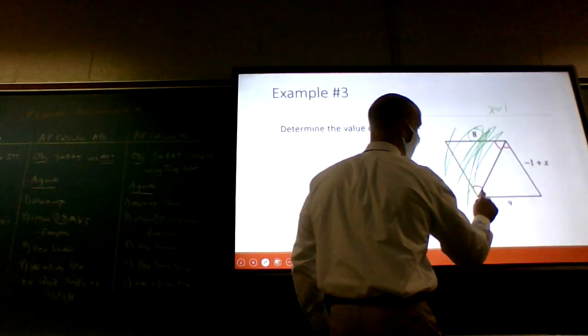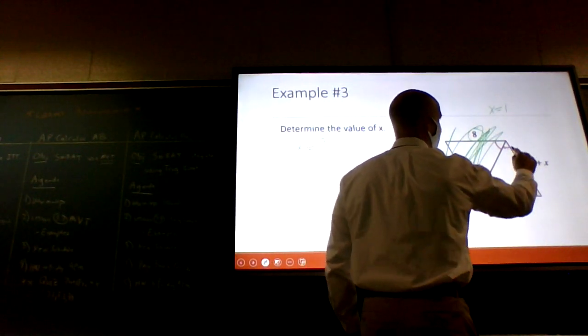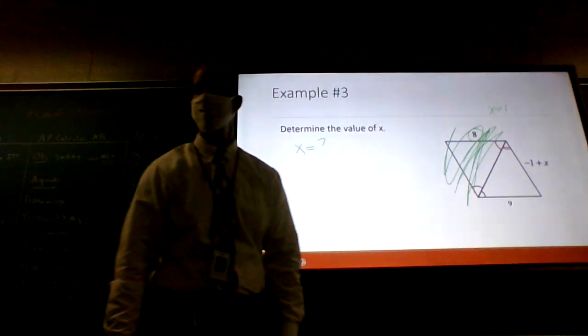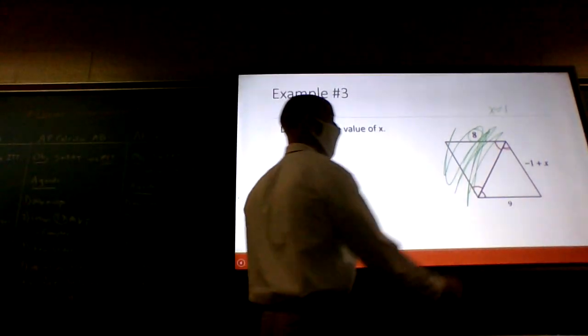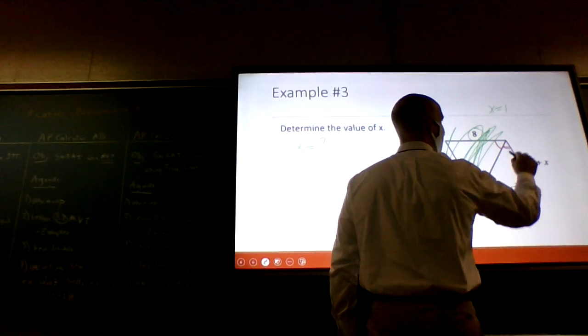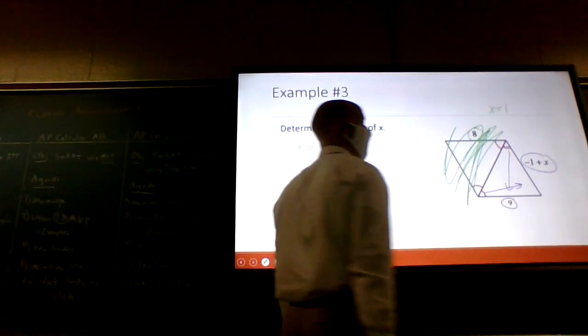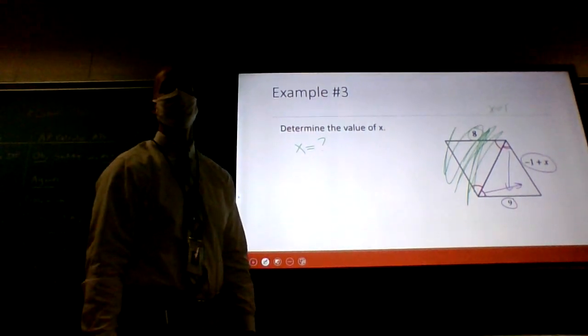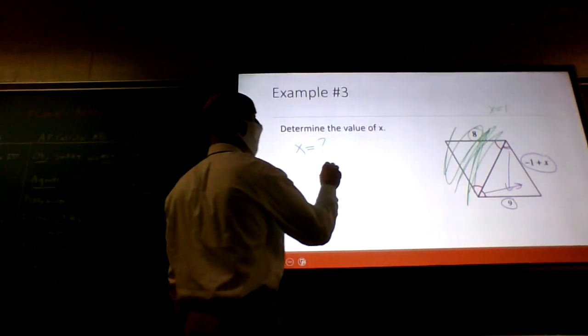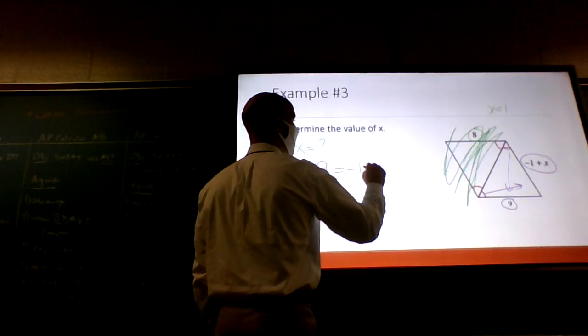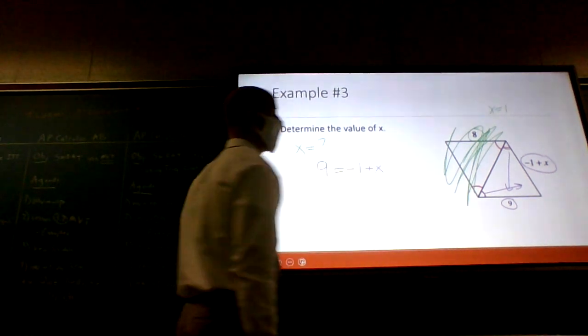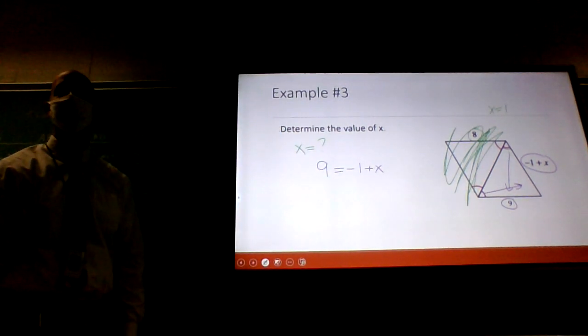Now, do you guys see how this angle is marked congruent to this angle? If that's the case, then the sides opposite those angles have to be congruent. In other words, they have to be equal. What I'm saying is 9 has to be equal to negative 1 plus x. How do we solve that equation?